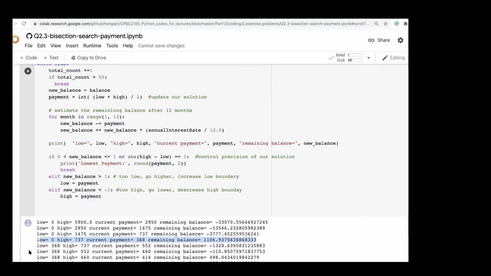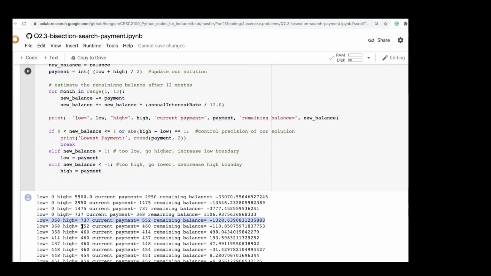That means now instead of moving the high boundary, I need to move my low boundary. Very good. So it looks like I did move the low boundary. The low boundary now is high. And then the payment is 552. Oh, now I got the negative balance again. So I'm overpaying again, and I'm going to move the high boundary. So 552 is my new high boundary.